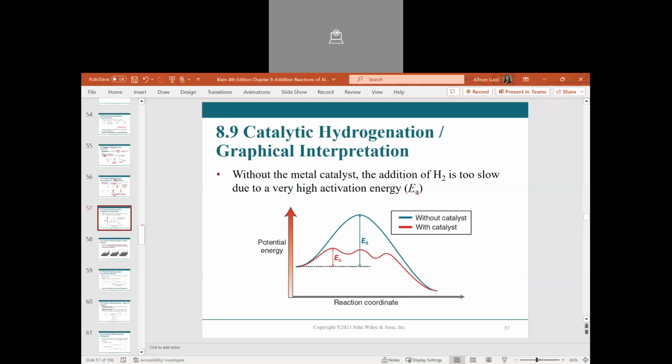If we were to try this without a catalyst, we can see that the activation energy is very high, and this type of addition will be very slow. So if we look at this graphically, we can see that the pathway has been changed, and the activation energy is much lower with this metal catalyst.